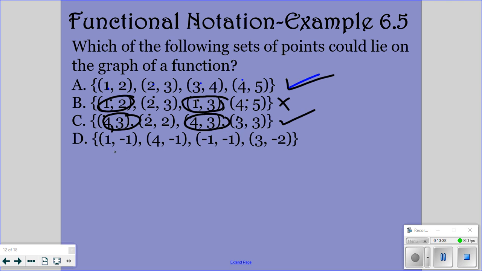Looking at the next one, I have 1, 4, -1, and 3. None of those repeated, so that is a function.